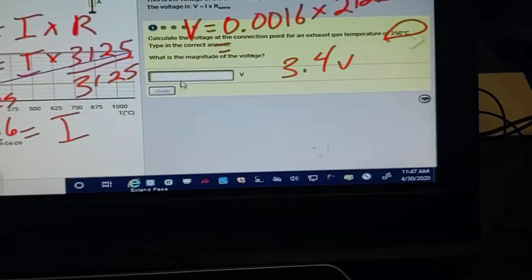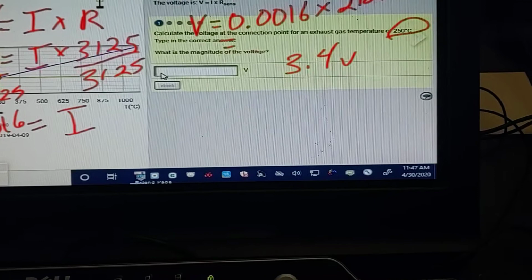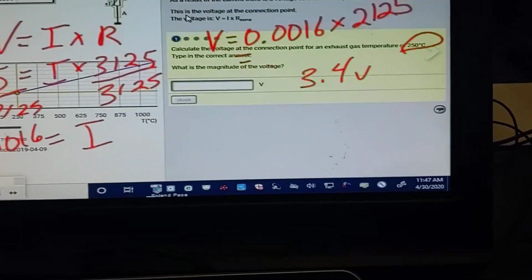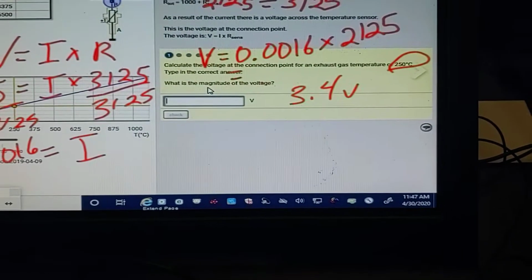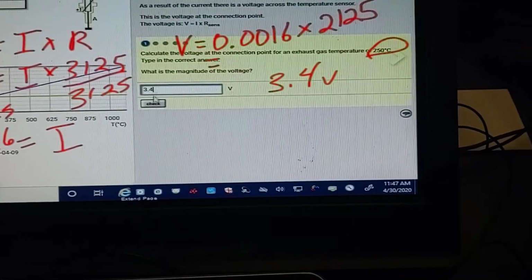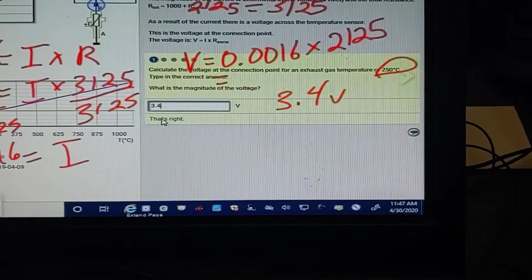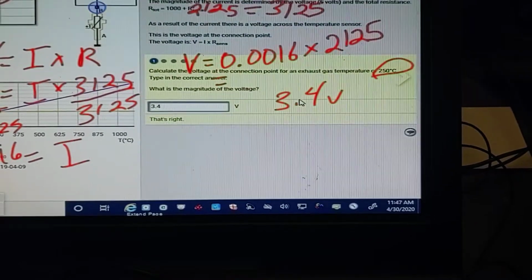And of course, if you type that in, if it'll let me do it, 3.4 volts, and I check it, it says that's right. So we're good to go.